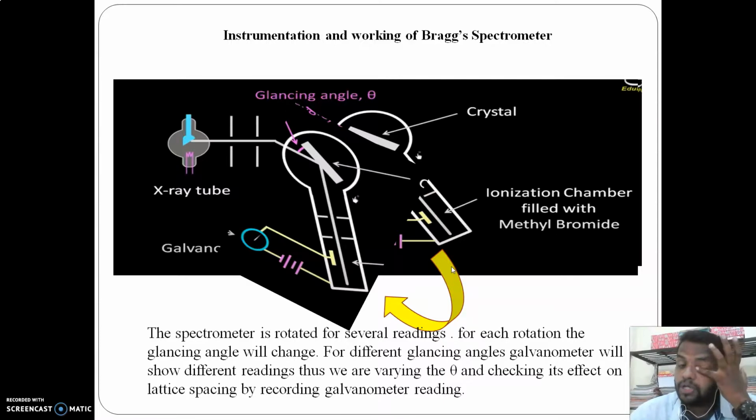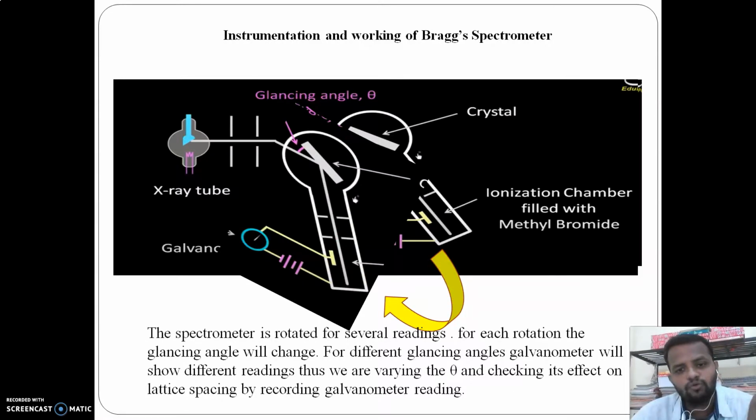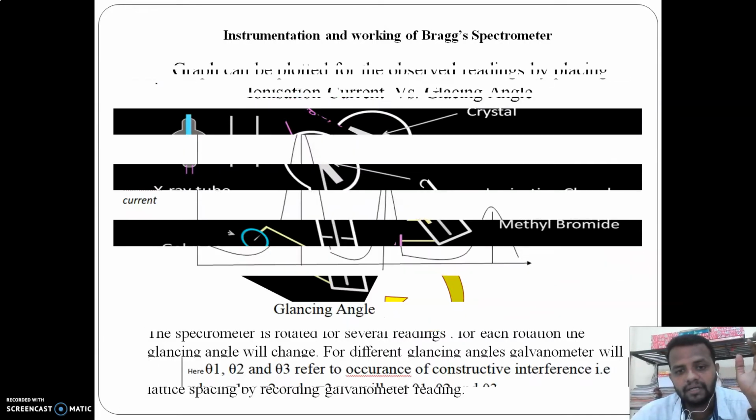Further, the spectrometer is rotated for several readings, for each rotation. I have tried to create this virtually. So this is the one position, and slightly the position will be deflected towards the clockwise or anti-clockwise direction. For every rotation, we will get a difference in the glancing angle. So the glancing angle will differ, the reflected ray will be different, the amount of ray reaching the chamber will be different, and the irradiation pattern will be different. So the spectrometer is rotated for different glancing angles, and the galvanometer will show different readings. Thus, we are varying theta and checking its effect on lattice spacing by recording the galvanometer reading.